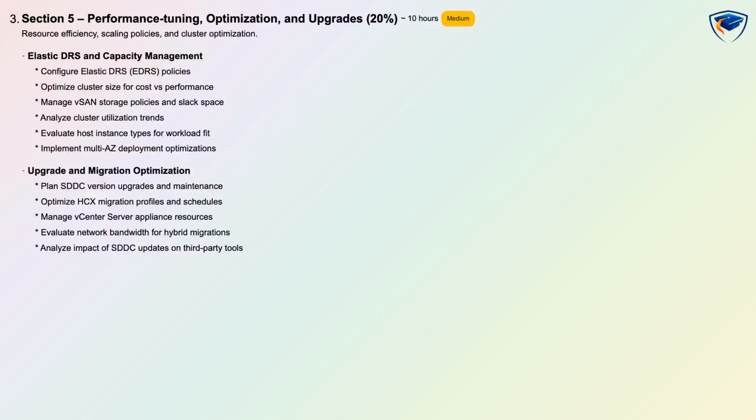deployment optimizations. The upgrade and migration optimization topics teach planning for SDDC version upgrades and maintenance, optimizing HCX migration profiles and schedules, managing vCenter Server appliance resources, evaluating network bandwidth needs for hybrid migrations, and analyzing the impact of SDDC updates on third-party tools. This domain focuses on efficiency, predictable scaling, and minimizing disruption during upgrades and migrations.